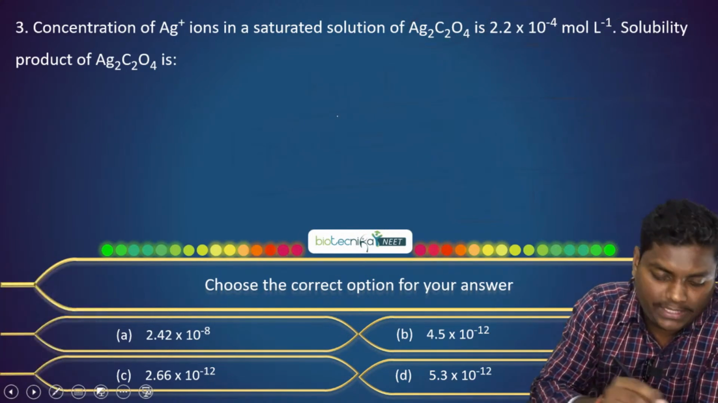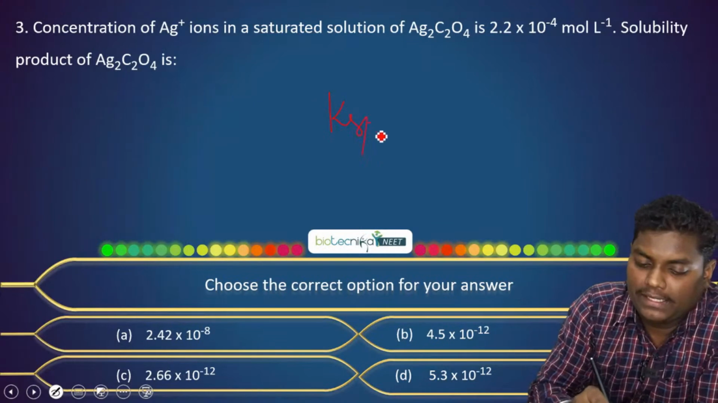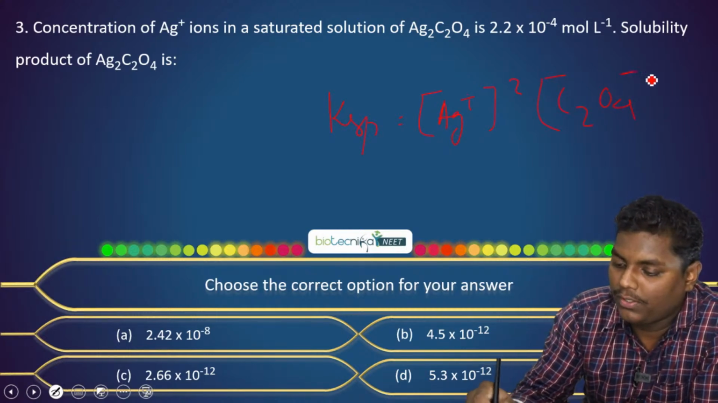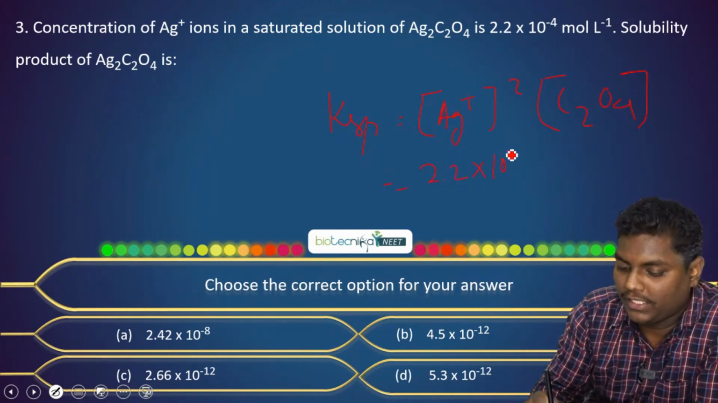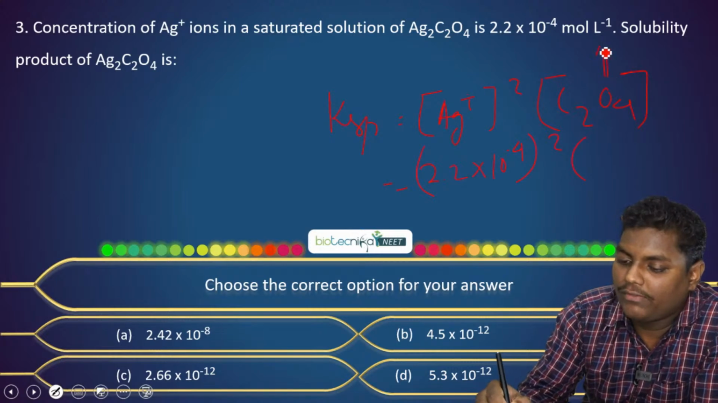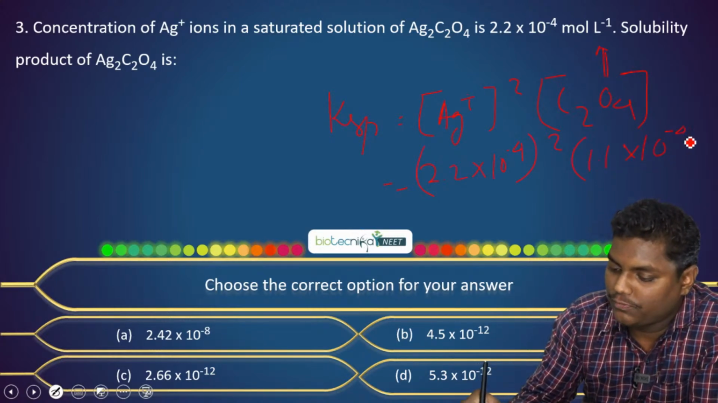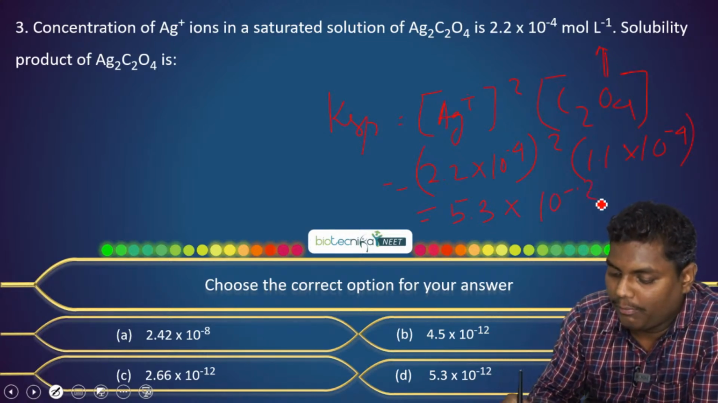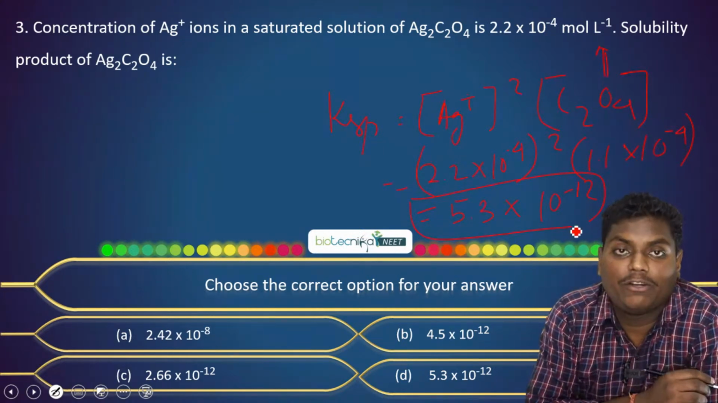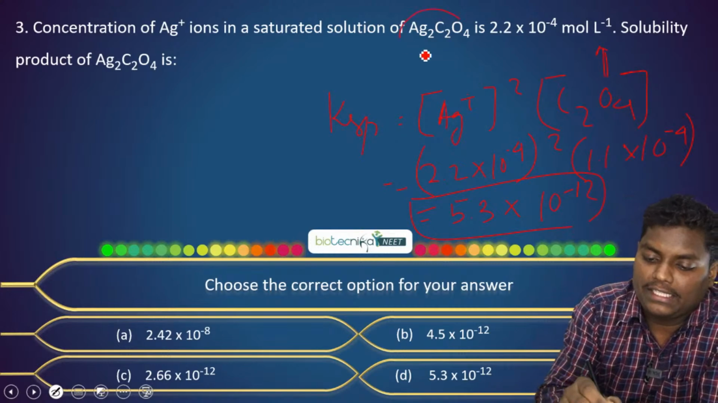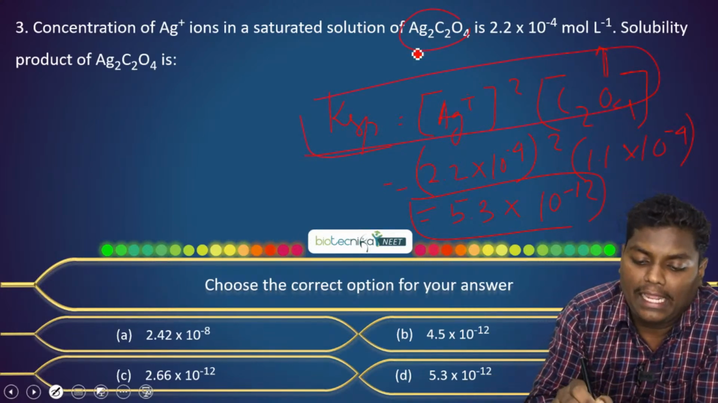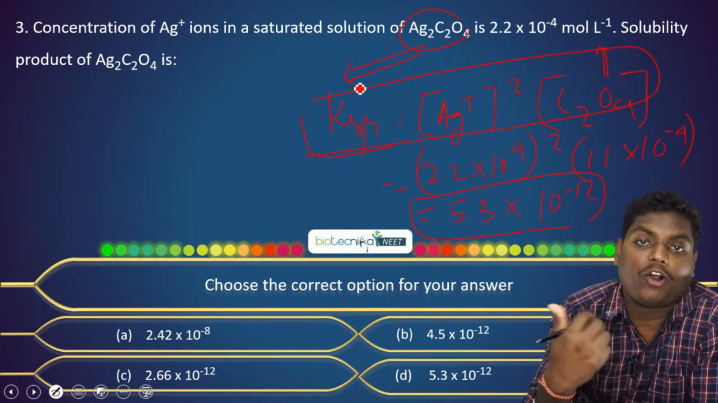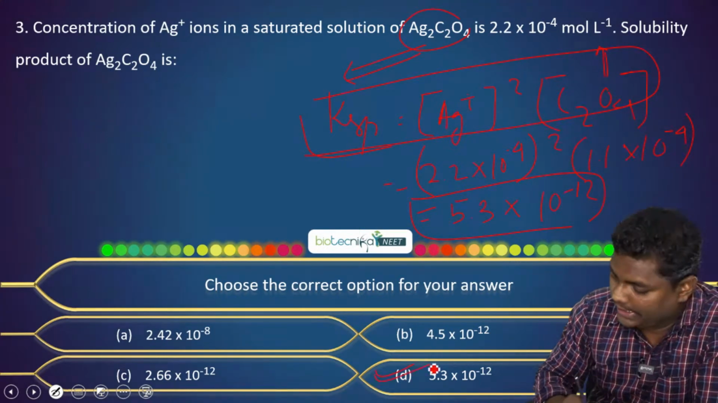So KSP is the concentration of Ag plus squared into the concentration of C2O4. So it is 2.2 into 10 to the power minus 4 squared, into 1.1 into 10 to the power minus 4. Once you solve this, you'll get close to 5.3 into 10 to the power minus 12. Okay, I hope this question is clear for you. The important thing, you should note the KSP formula. It is the product of the concentrations, and you should know how they are dissociating, because the KSP formula is the same, but you should know how these complexes are dissociating and accordingly solve it. So the correct option is option D.